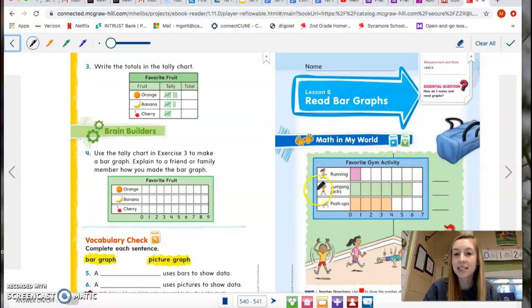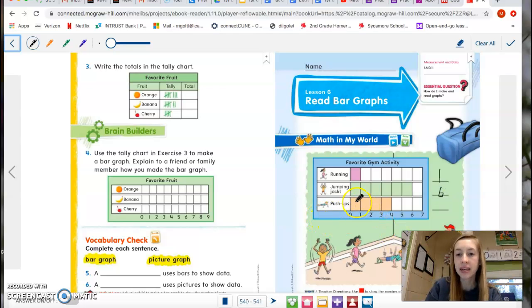So the first thing it asks us to do is figure out how many there are in each category. The title of this graph is Favorite Gym Activities. Okay, let's figure out how many people liked running. Well, I see one bar there, so we'll write 1 right here. Let's see, how many people like jumping jacks the best? Let's see, 6. It's hard to write. There we go.